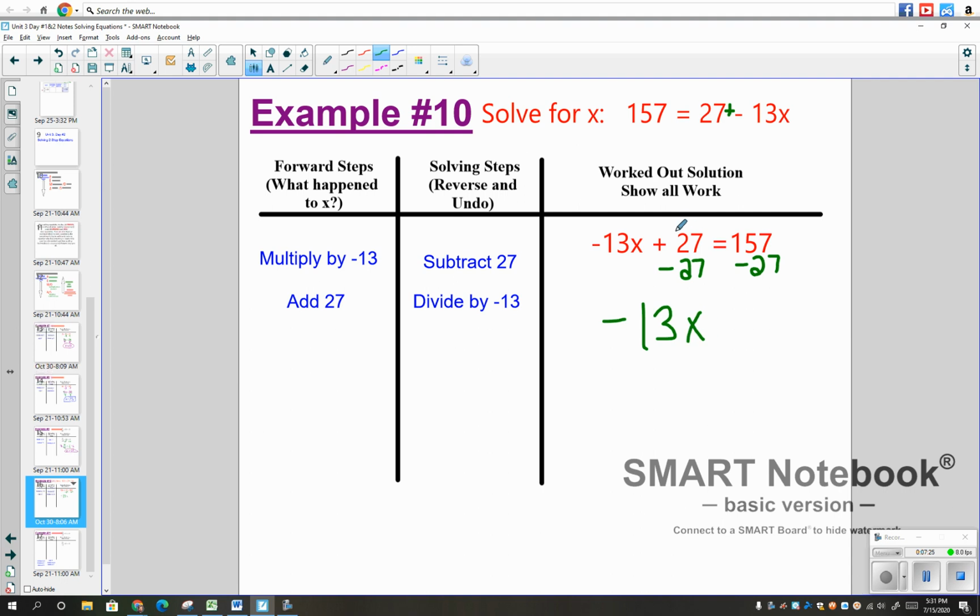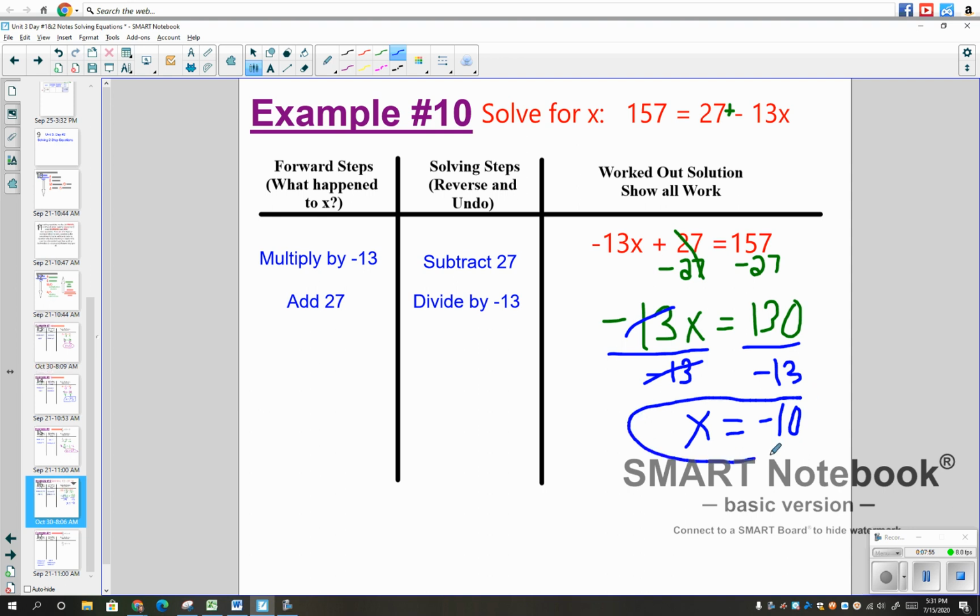Negative 13x cancels out. 157 minus 27 is 130. How do I get rid of negative 13? I undo it. I divide by negative 13. So 130 divided by negative 13, and I end up with x equals negative 10. And it is negative because I'm taking a positive number and dividing it by a negative number.